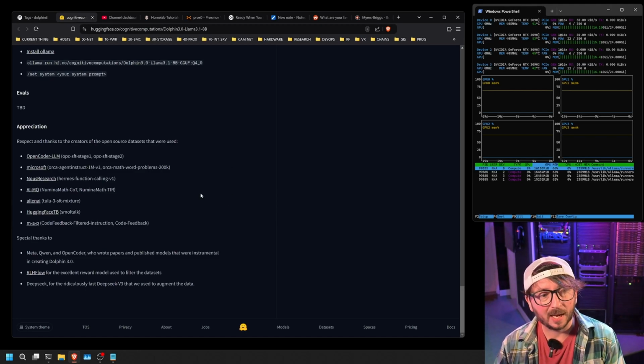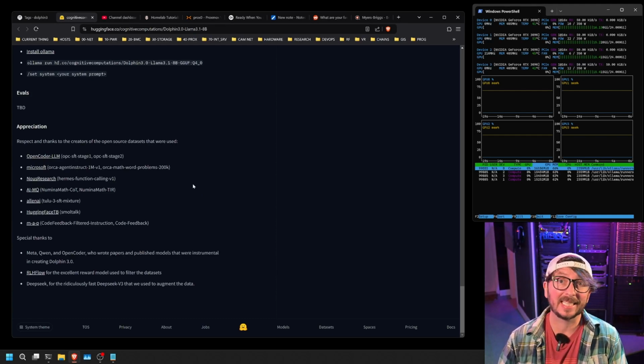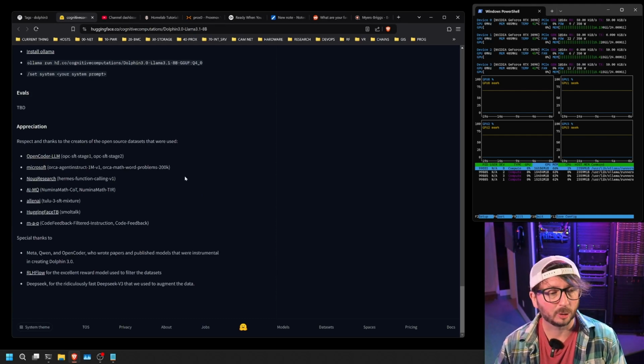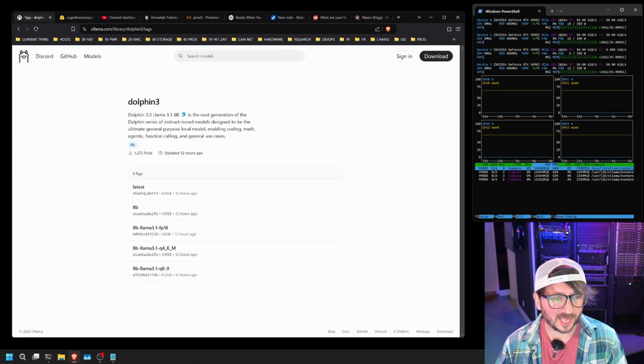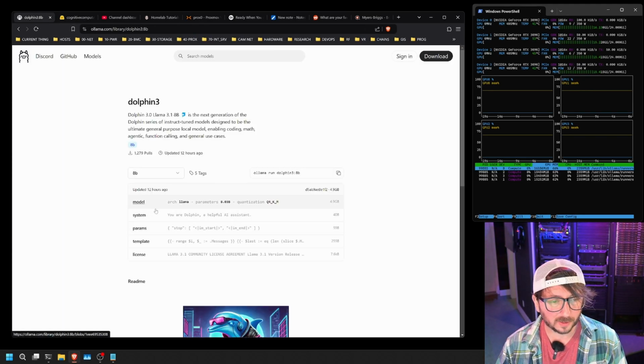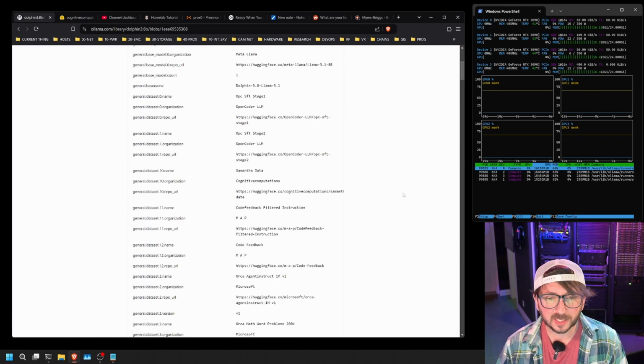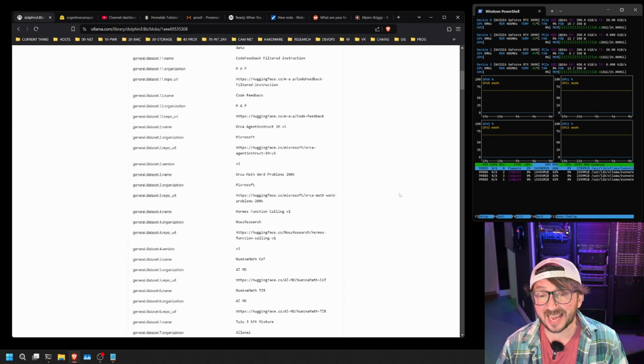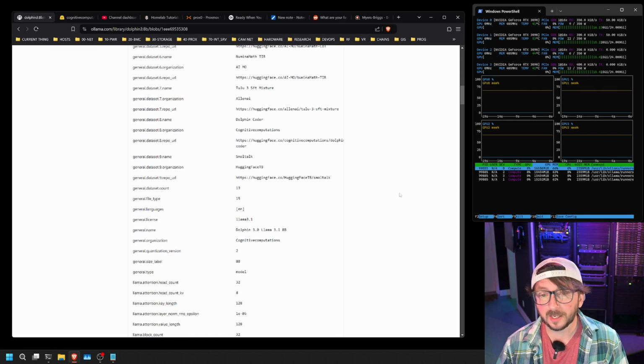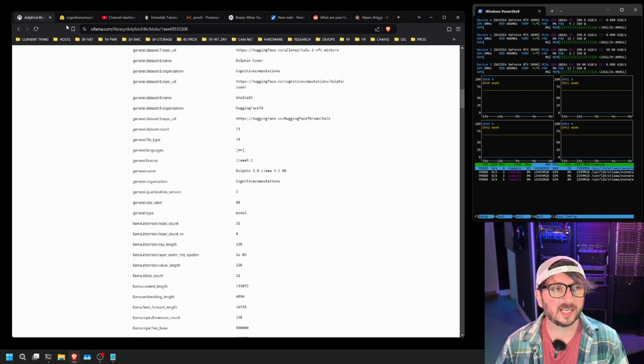But you can see all the appreciation and respect that he tossed out there to some of these open source data sets that he used to provide some of the additional training here. And you can kind of see this reflected here. If you go to one of these model cards and take a look, you can see all these extra data sets that are provided here. Quite a few different data sets were included in this.